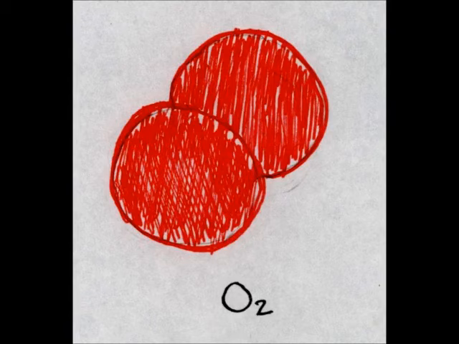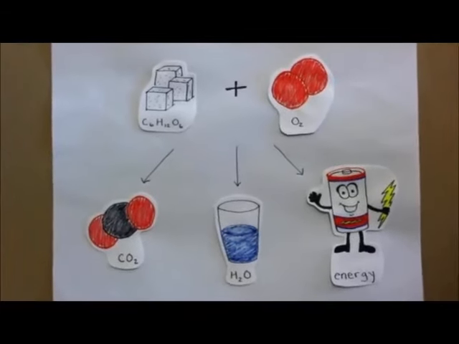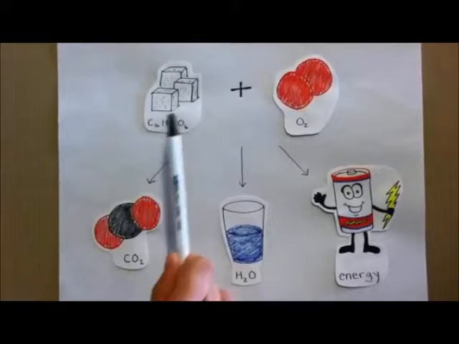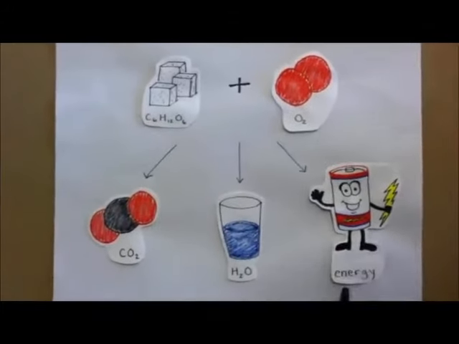It is pretty obvious that humans need to breathe and take in oxygen to live, but why is that? Oxygen is a very important component in the process of cellular respiration, in which our cells use an energy source, such as the sugar glucose, and oxygen to make carbon dioxide, water, and energy.